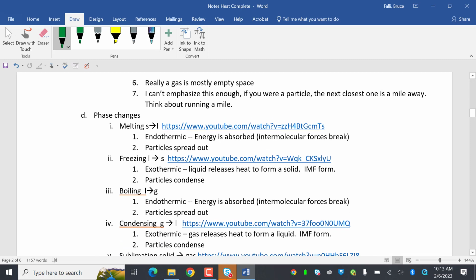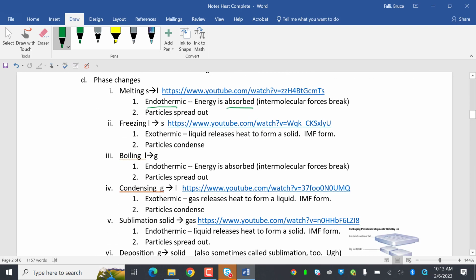Melting is solid to liquid. It's endothermic. Energy is absorbed. The intermolecular forces will break, and the particles will spread out. Freezing is liquid to solid. Exothermic, the liquid releases heat to form a solid.